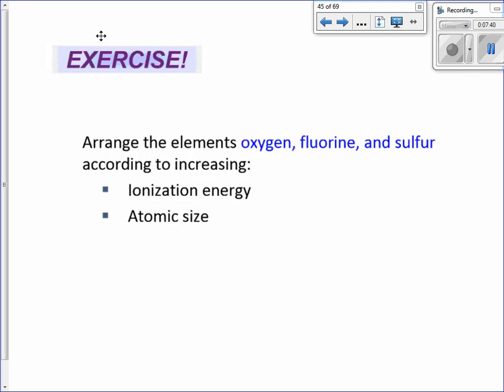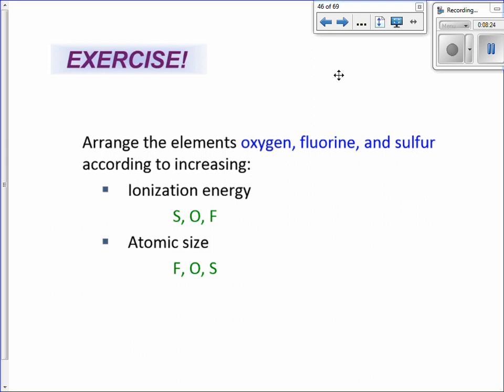All right, exercise. Arrange the elements oxygen, fluorine, and sulfur according to increasing ionization energy and atomic radius. So what do you think about that? So, hopefully you got these down. And what did we decide for ionization energy? S, O, F. Yes, that generally would follow the right trend there. Okay, atomic size? F, O, S. Let's see if you're right. Oh, very good. Okay. Luckily, there weren't any exceptions in the ionization energy question there.